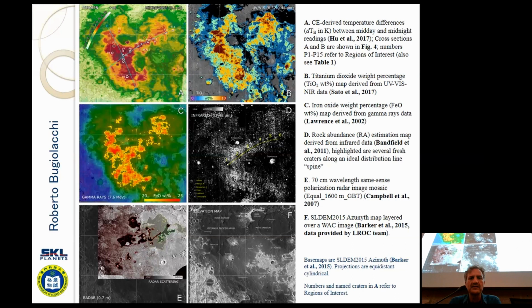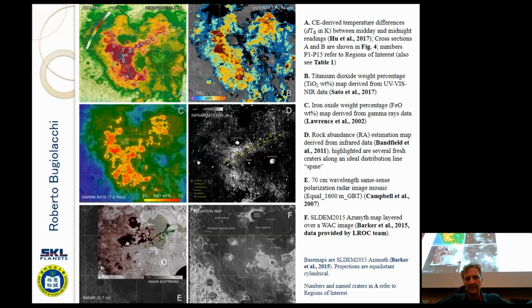This one on the B, as you can see, is titanium. Then you have the C. I'm trying to use the most diverse range of data that I could get hold of. For instance, the iron map, I use the gamma rays version of it, which has a low spatial resolution but a higher potential of penetration, as we will see in a minute. And the D is coming from the infrared.